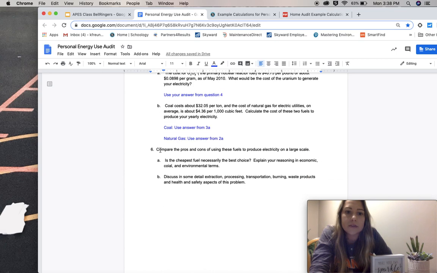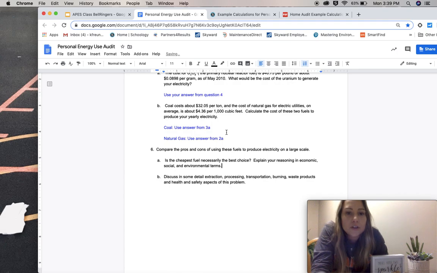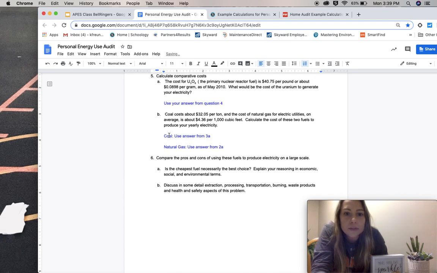The last question is not a conversion. It asks, is the cheapest fuel necessarily the best choice? Explain your reasoning in economic, that should say social, and environmental terms. For example, the coal cost versus the natural gas cost. Which one is cheaper, and is that the best option for us to use? Think about the environmental impacts, etc. So that is part two.